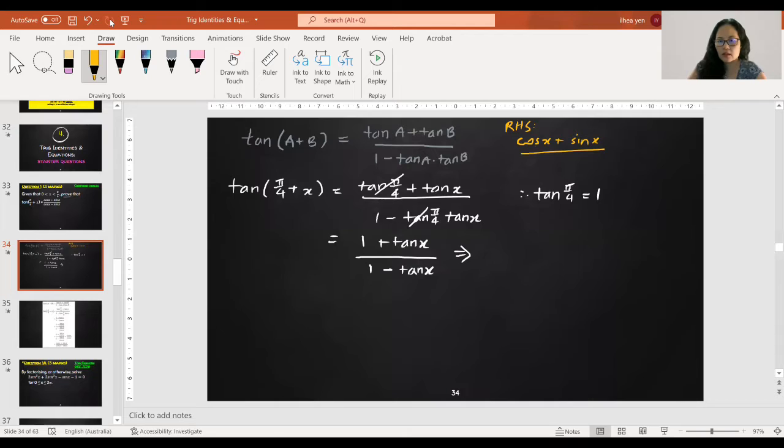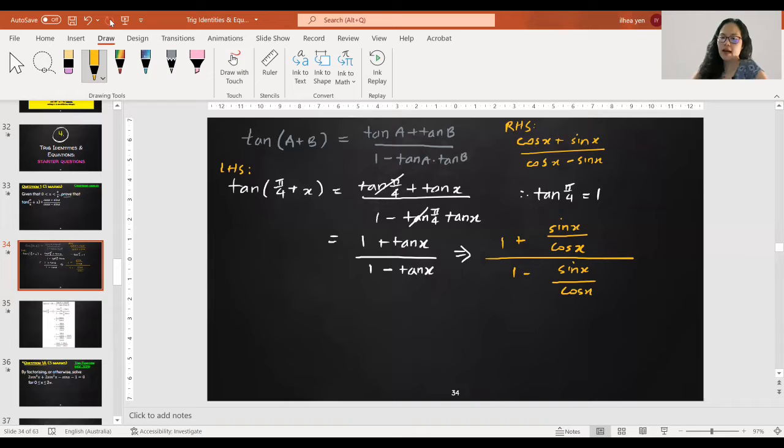Now what we have to prove is that our right-hand side is cos x plus sin x all over cos x minus sin x. That's what we have to prove. So this was the left-hand side, so we have to make it look like cos and sin. At the moment, we've got tan, which is great because we can change this in terms of sin and cos: 1 plus sin x over cos x, over 1 minus sin x over cos x.